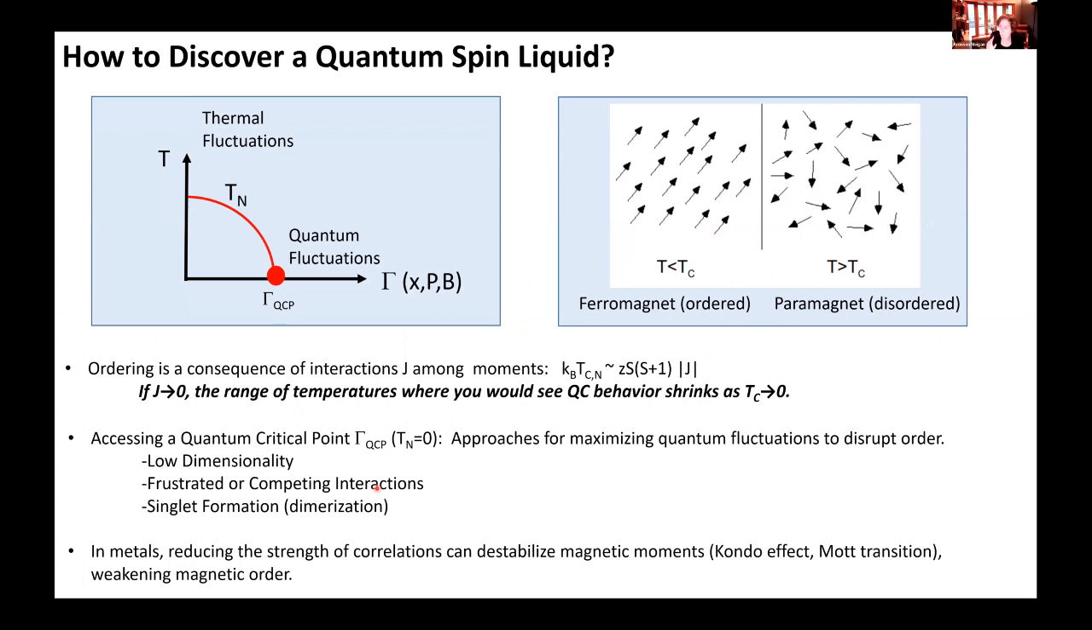Okay, so we're going to go to the lab this afternoon, and we're going to actually put our money where our mouth is. We're going to make a quantum spin liquid today. And so how would we go about doing this? One thing that you might think about is that we know that magnetic order is the consequence of exchange interactions. And so according to the mean field, we have this expression where the exchange interaction is proportional to the ordering temperature.